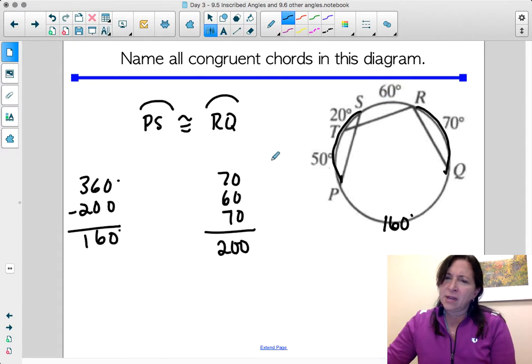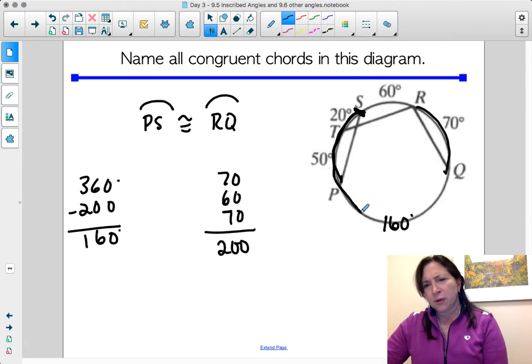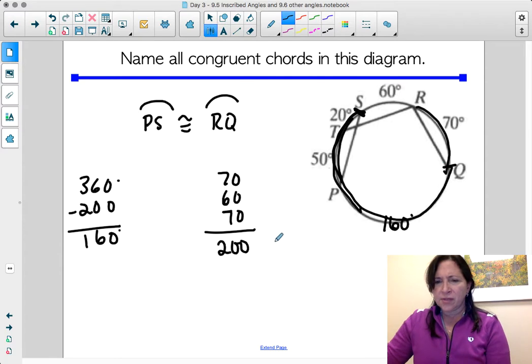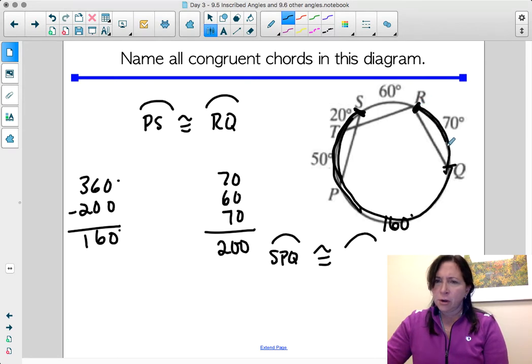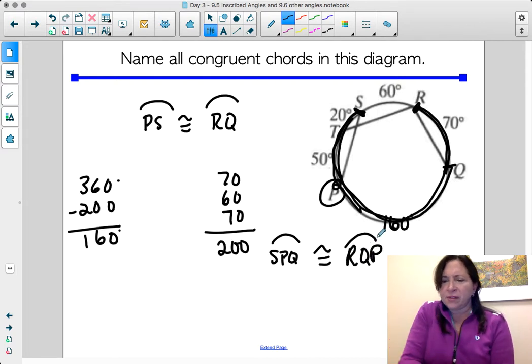So do we have any other? We could say that this arc here, which goes from S to P to Q, so we can say arc SPQ is congruent to arc RQP. Okay, and that's all we can say with that.